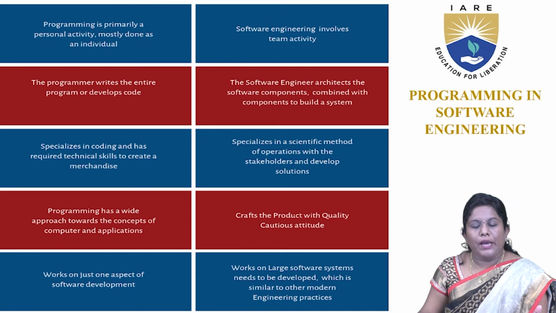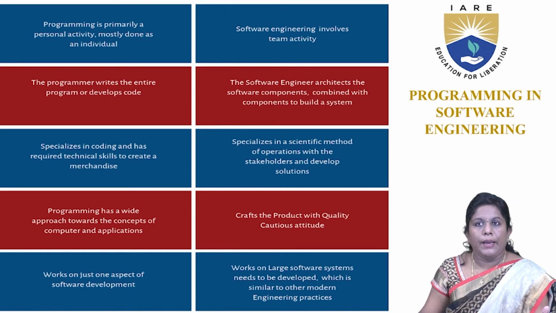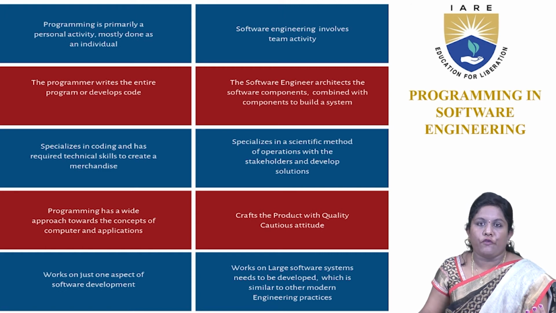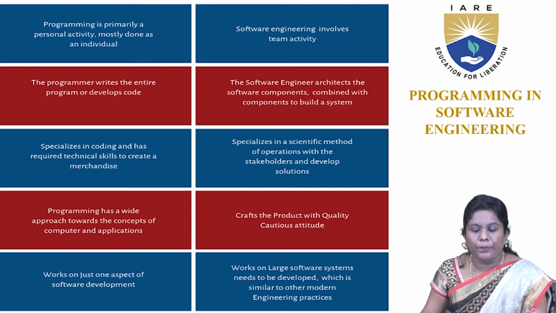Next, a programmer writes the entire program or develops the code. But here, the software engineer architects the software components, combined with various other components, to build a system. So I repeat, a programmer writes the entire program or develops the code. A software engineer architects the software components combined with other components to build that particular system.